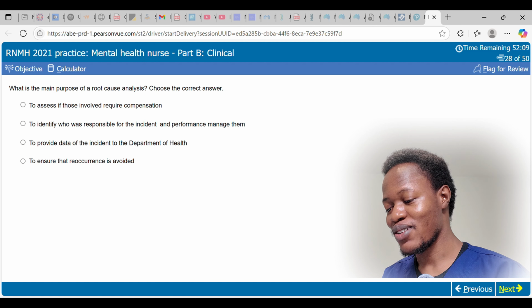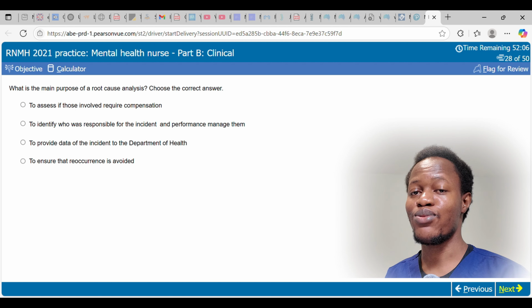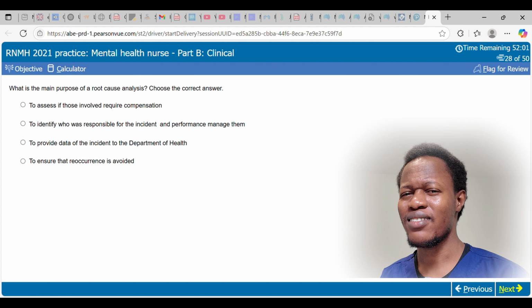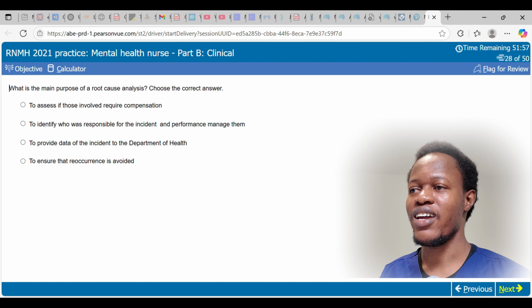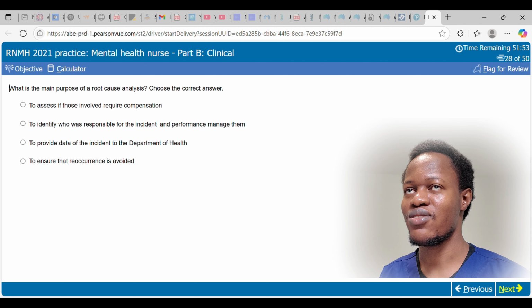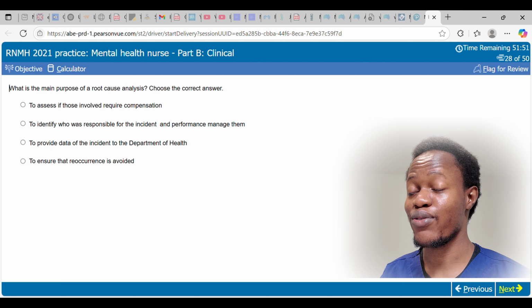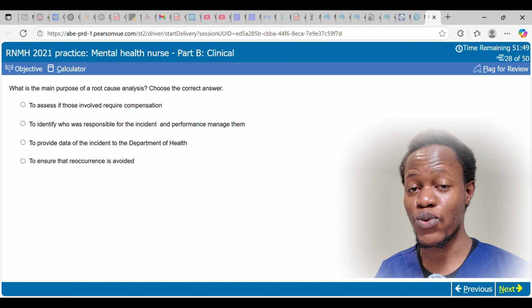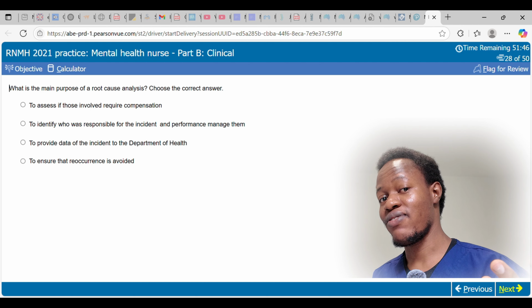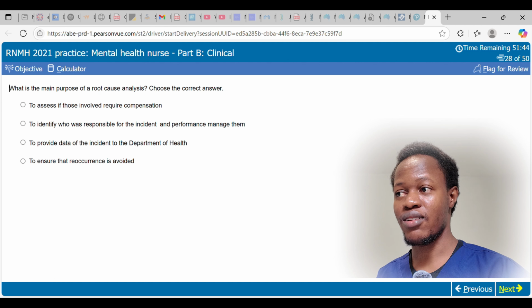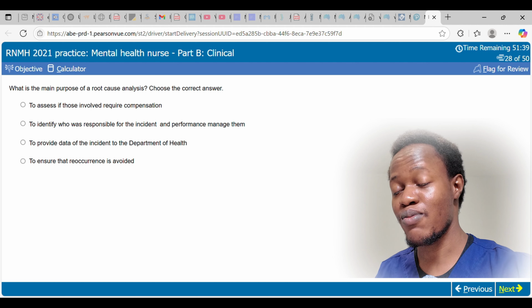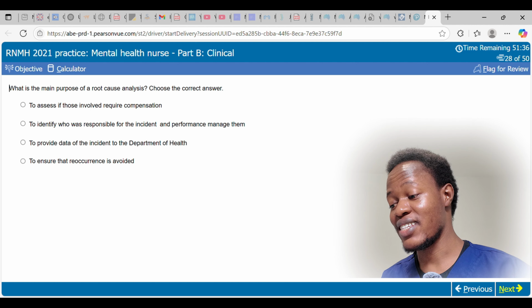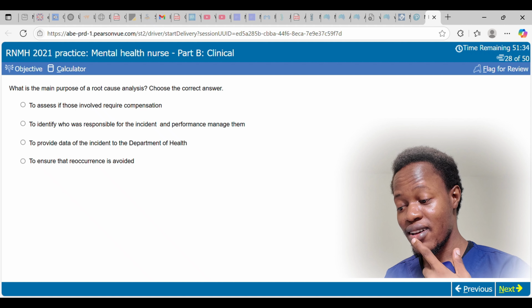So what is the main purpose of a root cause analysis? When you are doing root cause analysis, you are trying to find why something is happening so that it does not happen again in the future. Basically, a flower is getting dried up because it's not being watered. You're trying to find out why the flower is getting dry. You know that it's because it's not being watered, so you water it so it doesn't dry up anymore. And in that way, you prevent that from happening ever again.